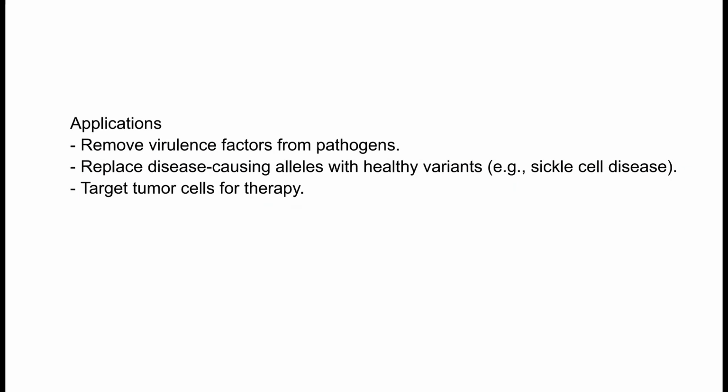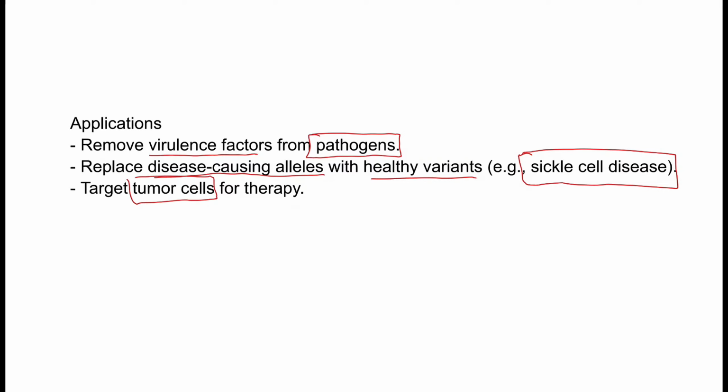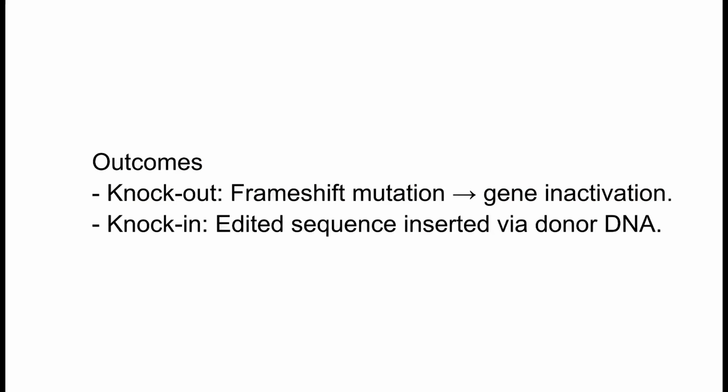Let's discuss the applications of CRISPR-Cas9. First, it removes virulence factors from pathogens. Second, it replaces disease-causing alleles with healthy variants, for example in sickle cell disease. Third, it targets tumor cells for therapy. So these are three applications of CRISPR-Cas9.